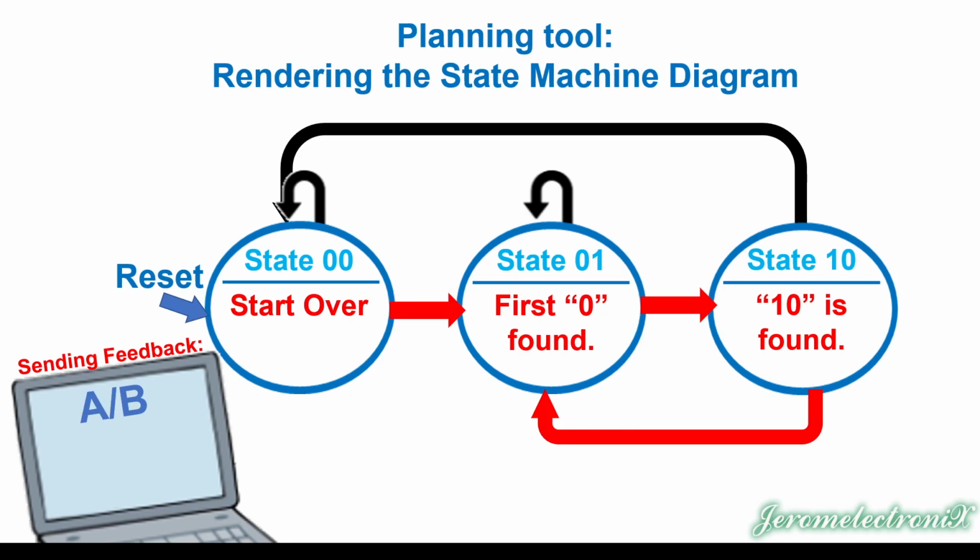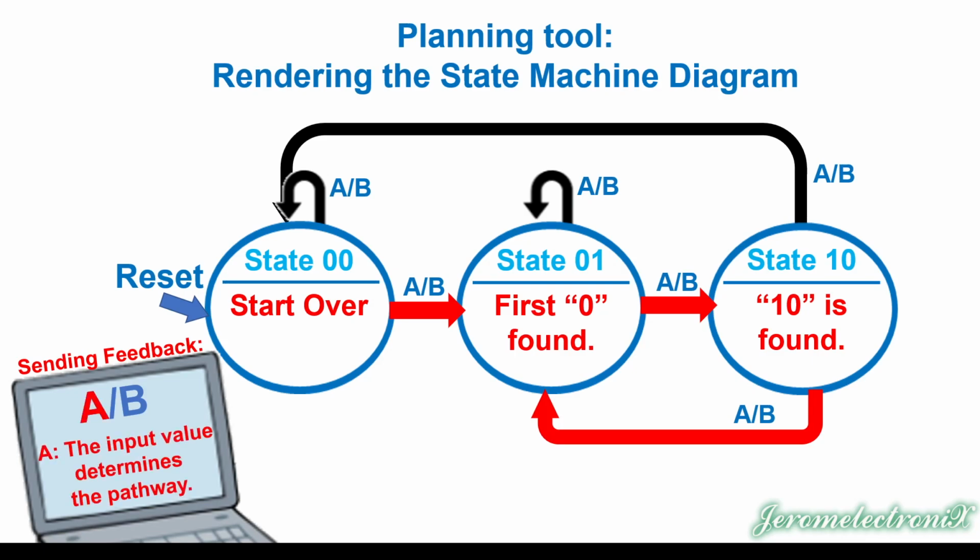The report should look something like this, A/B. And we will annotate each pathway with the desired report. So we need an A/B report on every pathway. If it chooses that pathway, that is the report that will be given back to the observer, etc. Now, what does A and B mean? A is going to indicate which value was found. A, the input value, determines the pathway.